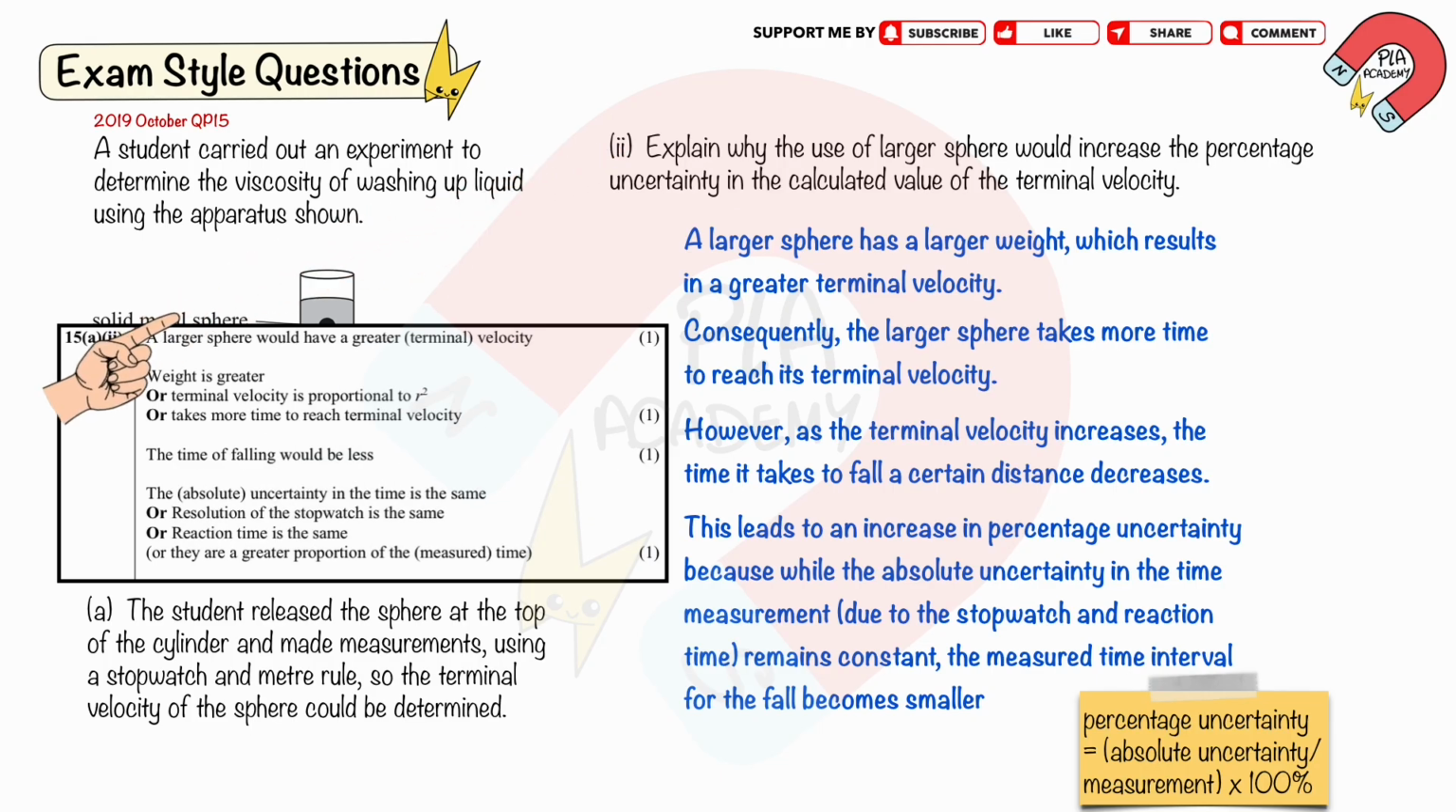You get 4 marks from: a large sphere would have a greater terminal velocity. Weight is greater due to a large sphere, so it takes more time to reach terminal velocity. The time of falling would be less due to the greater terminal velocity. The absolute uncertainty in the time is the same.